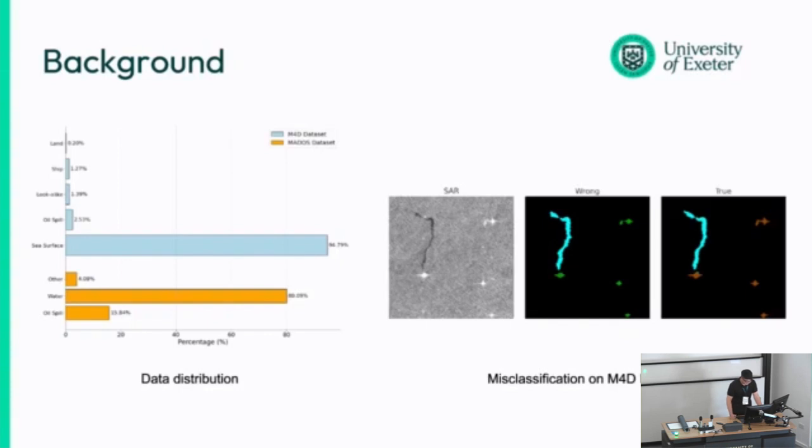On the right, you can see an example. In the middle, the model misclassifies the shape in the SAR images.